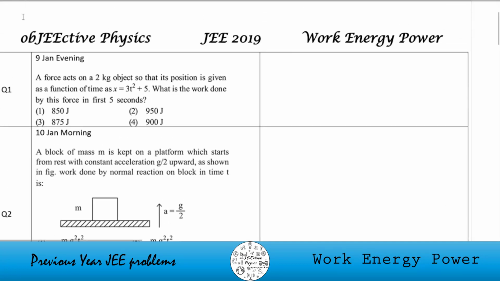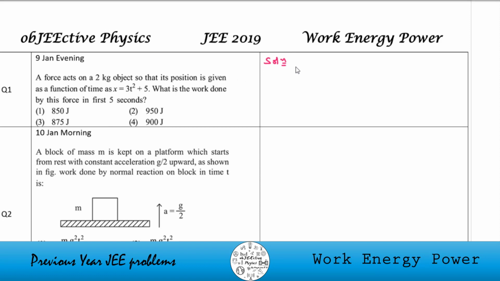Yes, 2019 JEE Mains questions. First question: a force acts on a 2 kg object so that its position is given as a function of time as x is equal to 3t square plus 5. What is the work done by this force in the first 5 seconds? First option 850 joules, second option 950 joules, third option 875 joules, fourth option 900 joules.